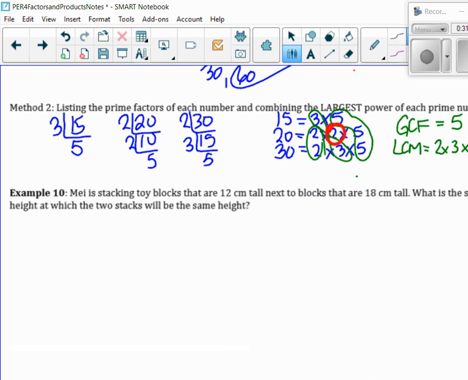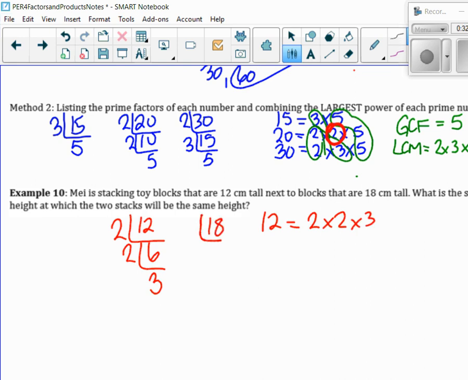So let's try this again. I'm stacking toy blocks that are 12 centimeters tall next to the blocks that are 18 centimeters tall. What's the shortest height at which the 2 stacks will be the same? So we're going to do it as prime factorization. 12 is 2 times 6, then 2 times 3. So 12 is 2 times 2 times 3. 18 is 2 times 9. Then I have a 3 and a 3. Am I going too fast? Okay, so 18 is 2 times 3 times 3.